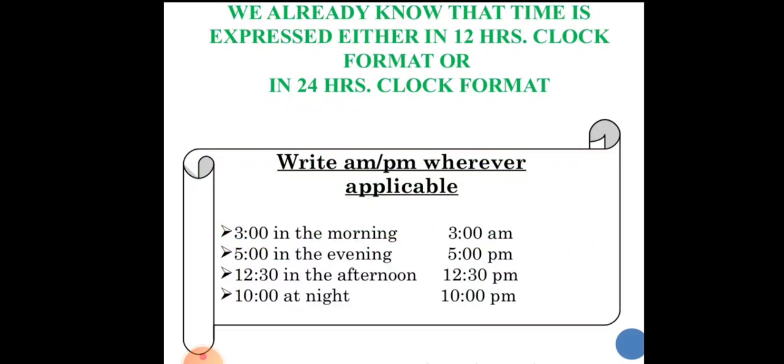We already know that time is expressed in the 12-hour clock format. Like when we say 3 o'clock in the morning, we write 3:00 a.m. When we say 5 o'clock in the evening, we write 5:00 p.m. Through AM and PM, we can judge whether it is morning, afternoon, or night.